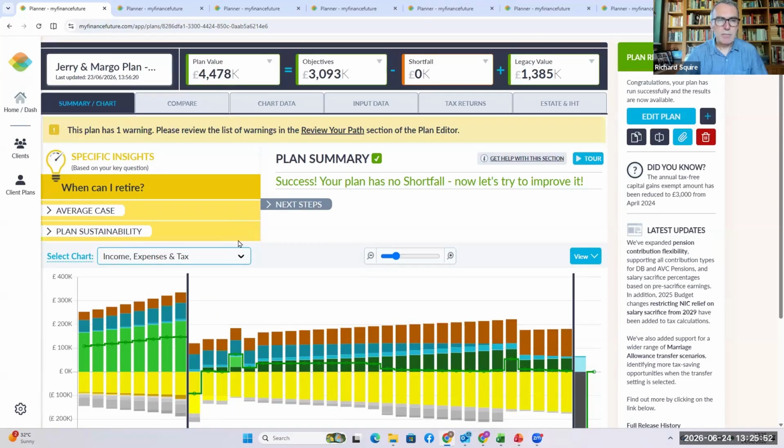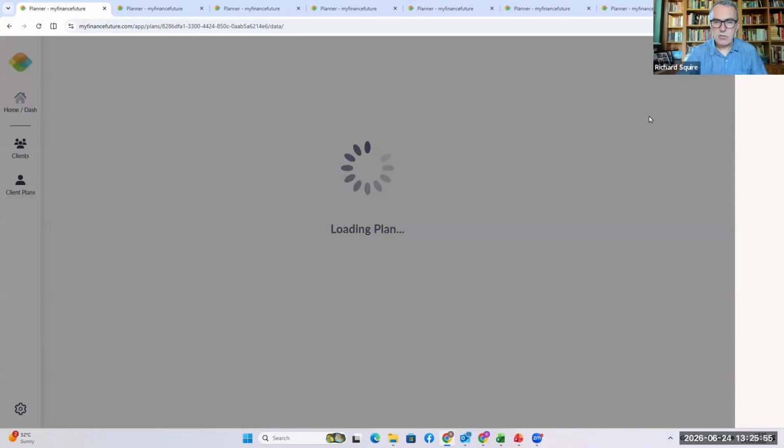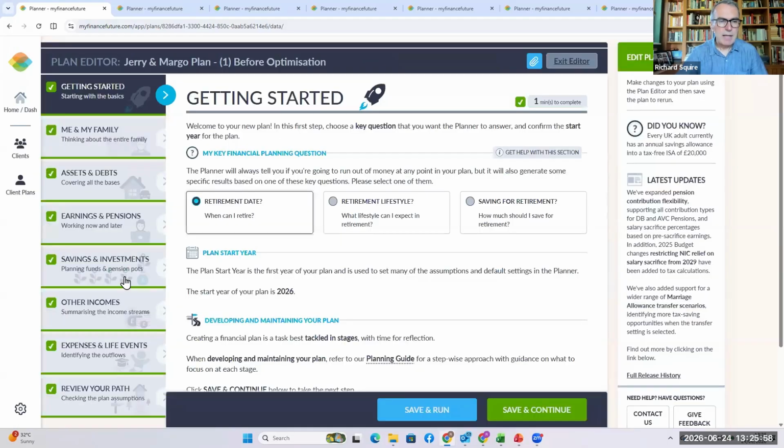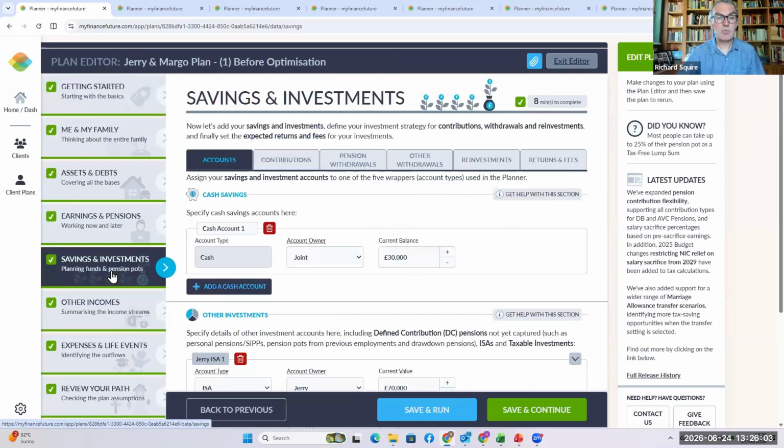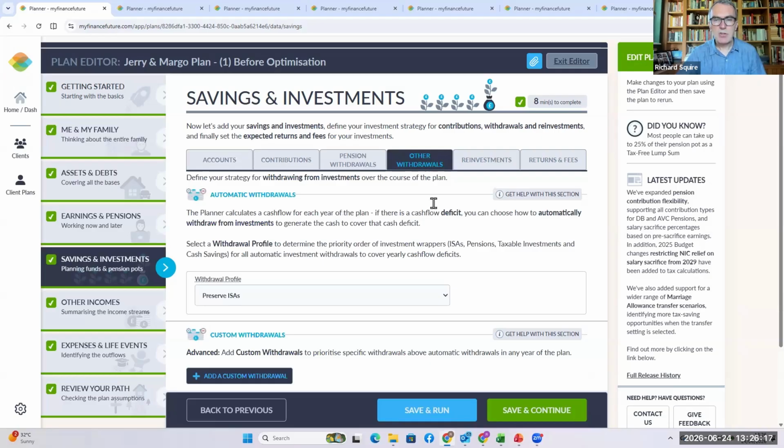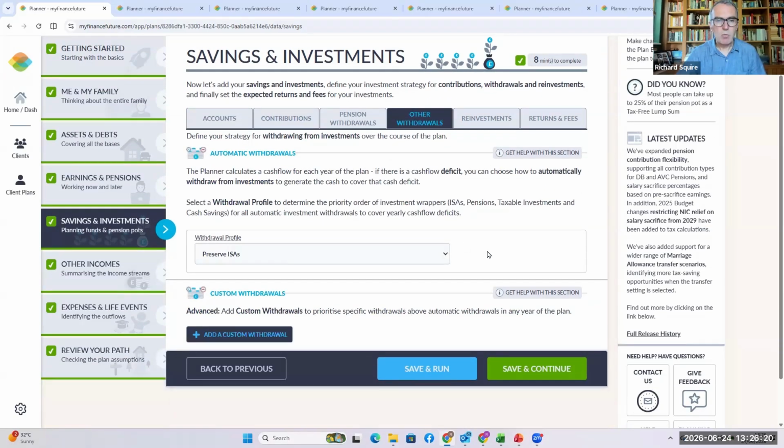Okay, so let's move on, and we're going to edit the plan and see if we can deal with some of those gaps. Most of the changes we'll make are in the savings and investment section, which is where a lot of the optimization work will go on. The first thing we're going to do is look at our withdrawal strategy and see if we can change that to reduce that peak of tax in the middle of the plan. As you can see in this withdrawal section, we've got a withdrawal profile, which is preserve ISAs, which essentially is the thing that's driving us to withdraw more pensions earlier in the plan and leave our ISAs to the end, and effectively creating that peak.